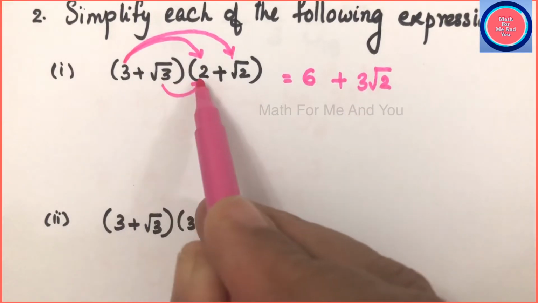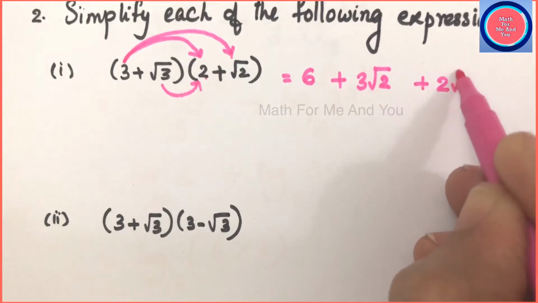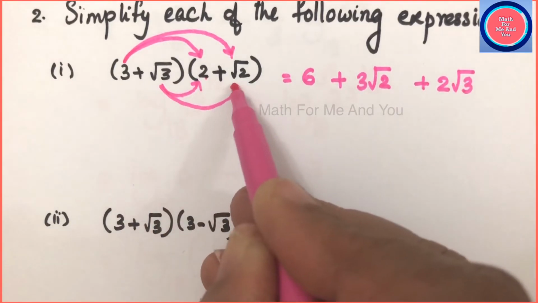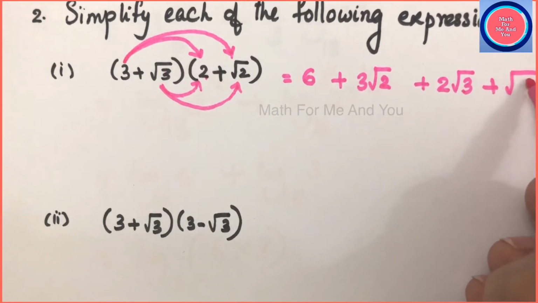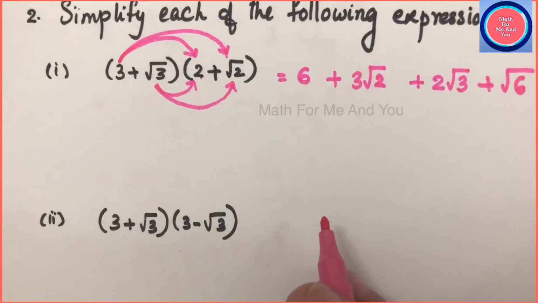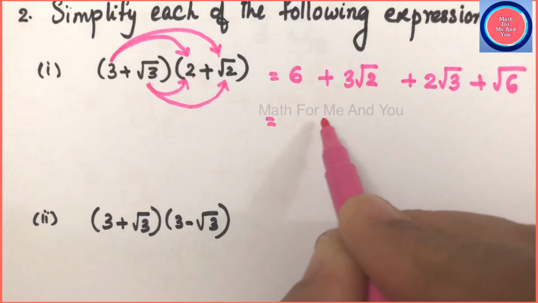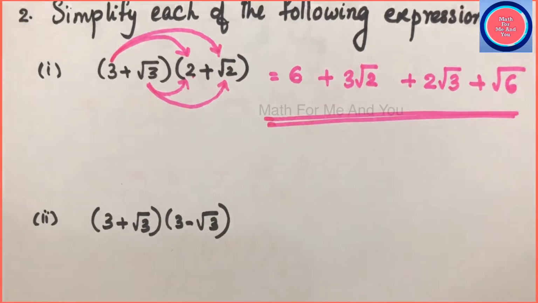How to write the result? Write the number first, that is 2, then root 3. So it is 2 root 3. Then root 3 times root 2. This we can write under one root. 2 times 3 is 6, so it is root 6. Can we combine any similar terms? When we check, no, we cannot combine. All are different types of terms. So we write this as the final answer.